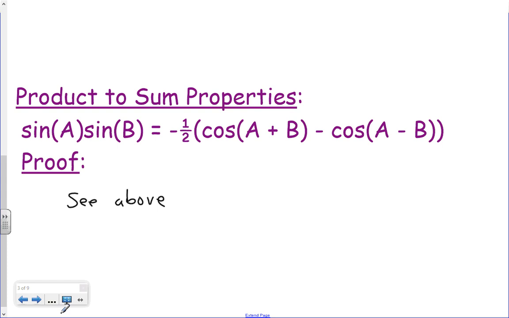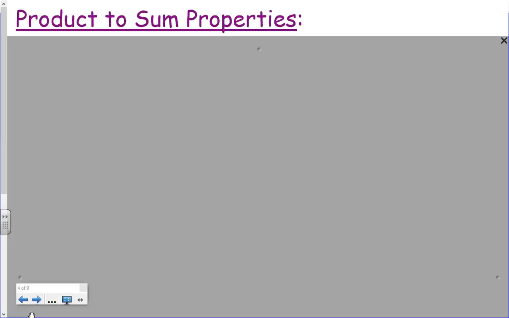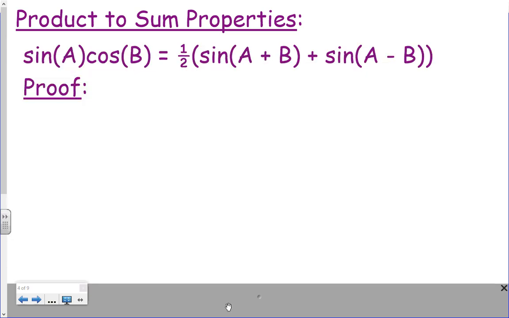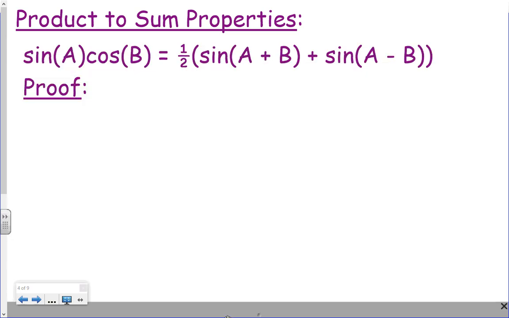Use your composite argument properties. Things would cancel out very nicely, and you'd end up with what you see over there on the left. So that is our product to sum property for sine times sine, sine of A times the sine of B. There are two other product to sum properties, and these are for sine times cosine, or cosine times sine is the other one.